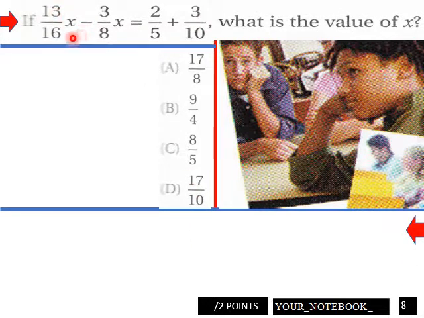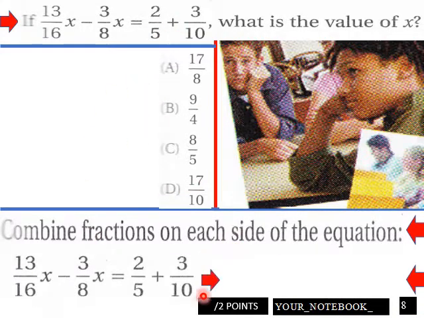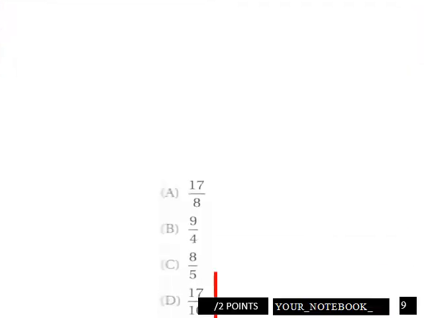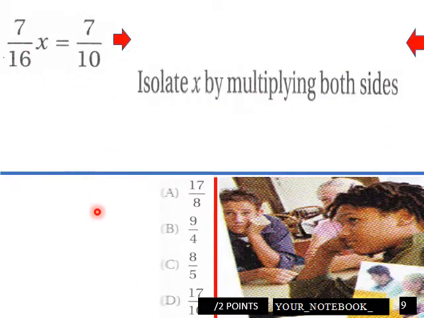If 13/16 x minus 3/8 x equals 2/5 plus 3 over 10, what is the value of x here? Here are our choices here. Combine fractions on each side of the equation. So we get this here when we combine this into this. And we get 13x minus 6x over 16 equals 4/10. We put this in the tenths here, can make these common. Seven 16ths x equals 7 over 10.